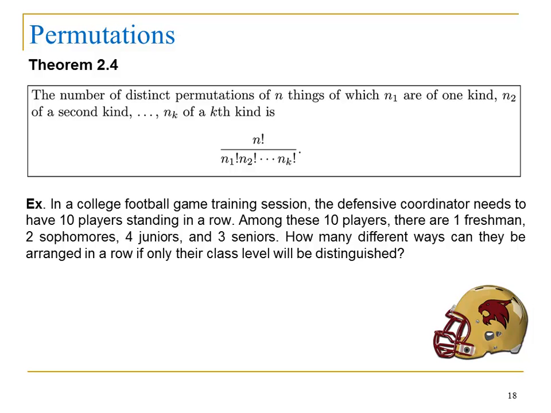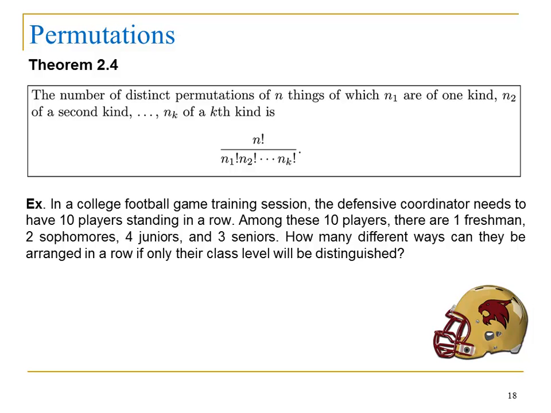which n1 are of one kind, n2 are of a second kind, and nk are of a kth kind. So you have different objects, different types of objects, and you're trying to find the number of outcomes for these n different objects in different classes. So let's look at this example.